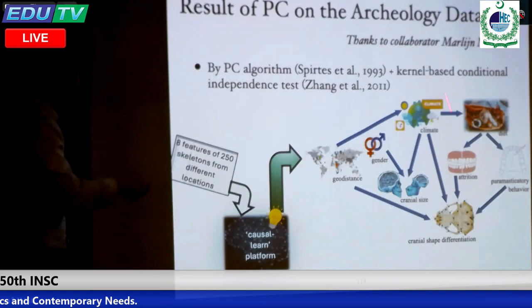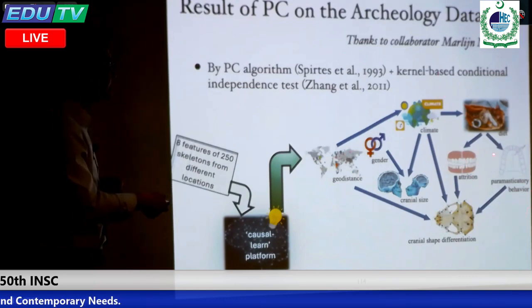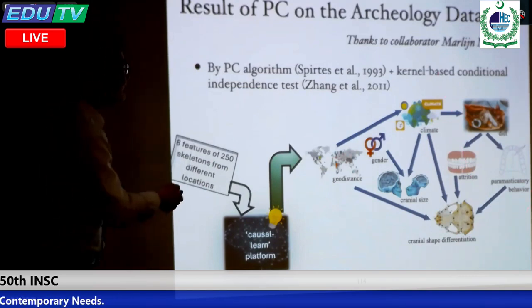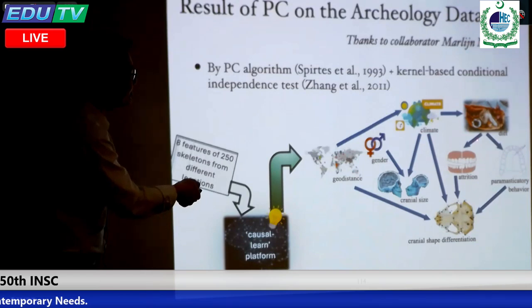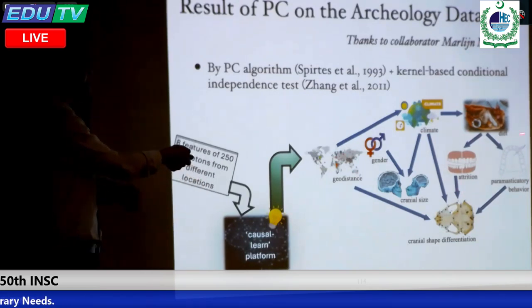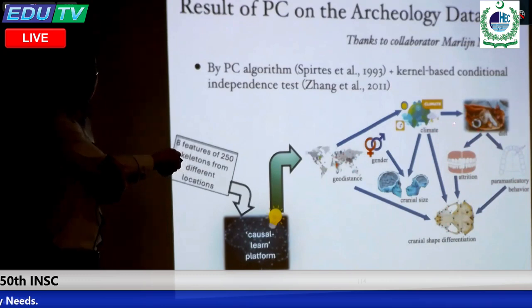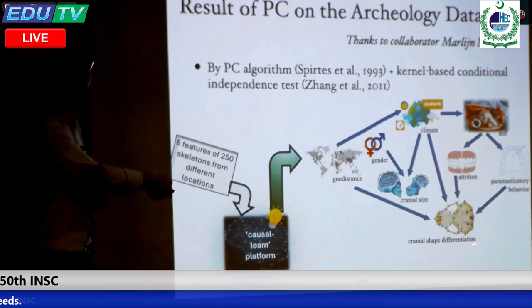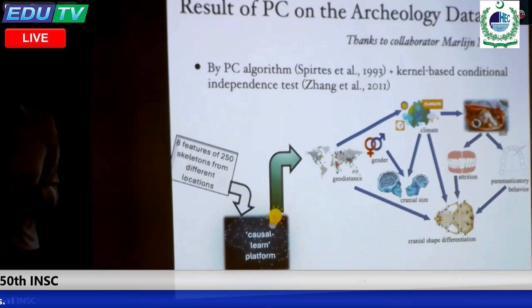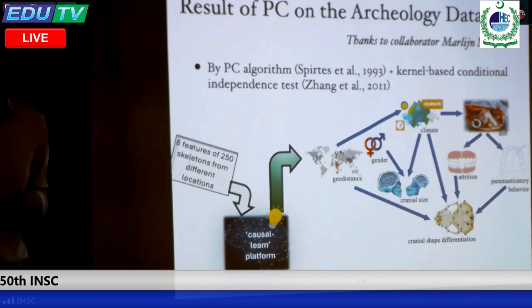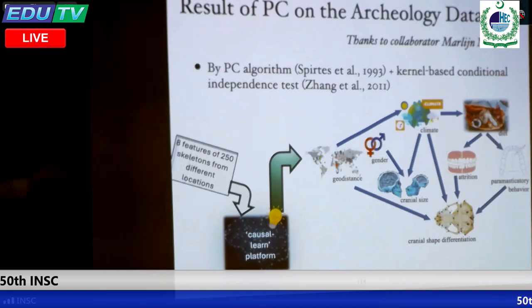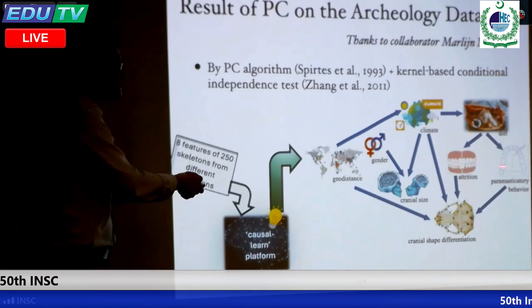And furthermore, with this causal graph, we can find not only causality, we can also distinguish between direct influences and indirect influences. For instance, diet, what you eat, is a cause of cranial shape differentiation. Basically, this means what you eat can change your looks, right? However, we know this is not a direct influence. It's indirect.